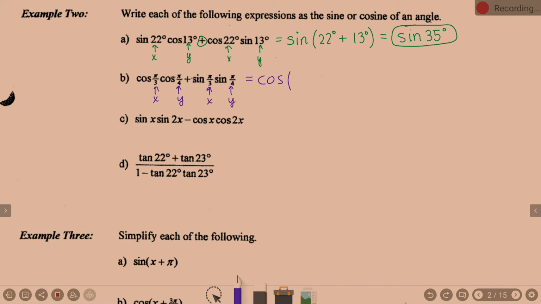So this is cosine. My x and y are what values? Pi over 3, pi over 4. Am I adding or subtracting those? Subtract. I am subtracting because this is the cosine identity, and that was the one that changed from plus minus to minus plus. So you use the opposite sign. Okay, guys, don't stop here. Subtract those.